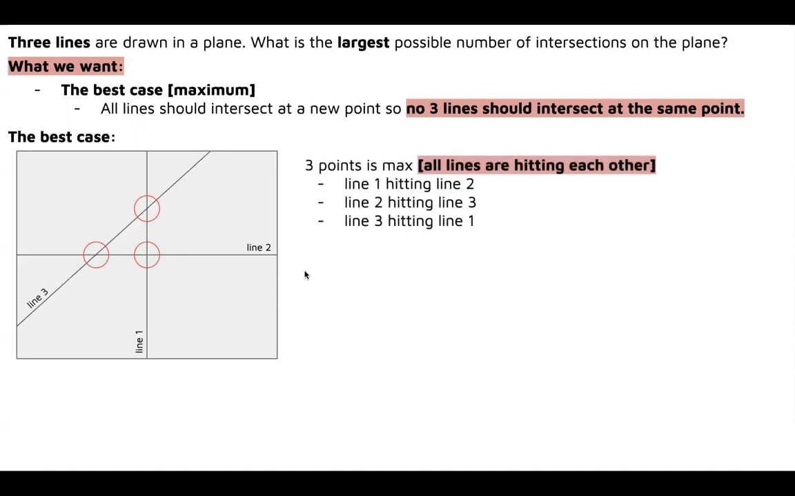So every line is hitting every other line at one new point. Line 1 is hitting line 2, line 2 is hitting line 3, and line 3 is hitting line 1. So 3 points is the maximum. So this is our solid answer that we have proven.